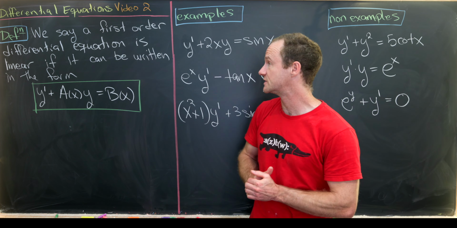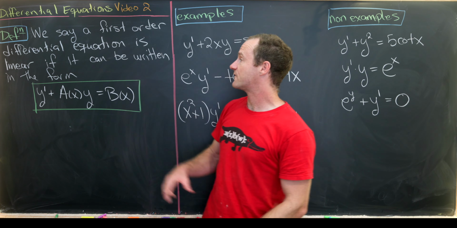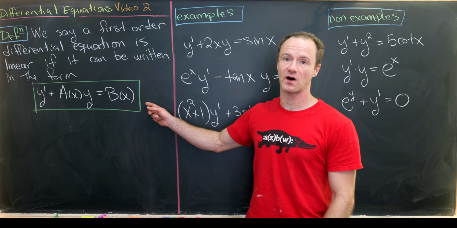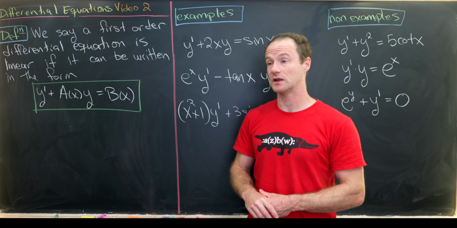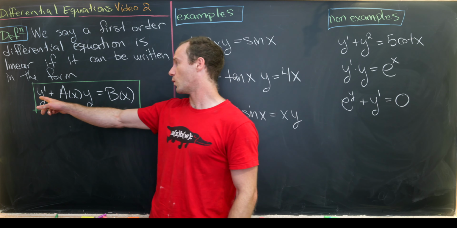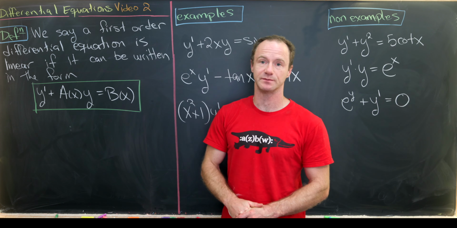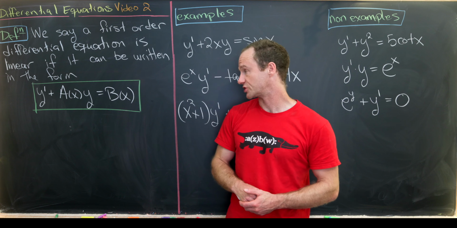Okay, before we get into it, let's look at a proper definition. We say a first order differential equation is linear if it can be written in the following form, and this follows immediately from those definitions we saw last time. So we have y prime plus a of x times y equals b of x, where a of x and b of x are some sorts of functions.